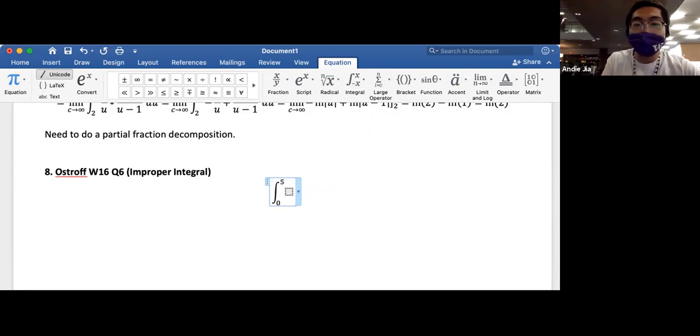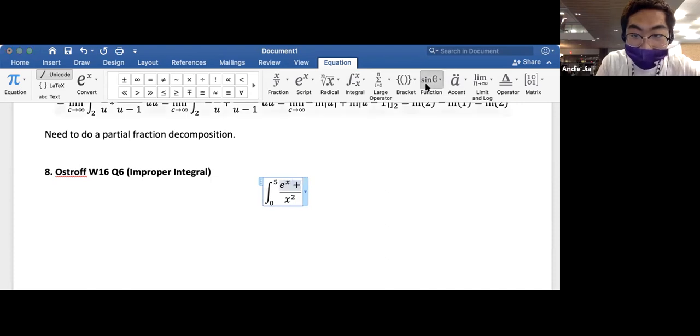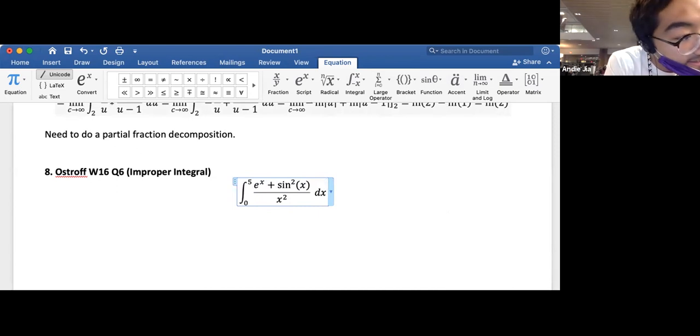So this is going to be a discontinuity in the bound. Plus sine squared of x dx.